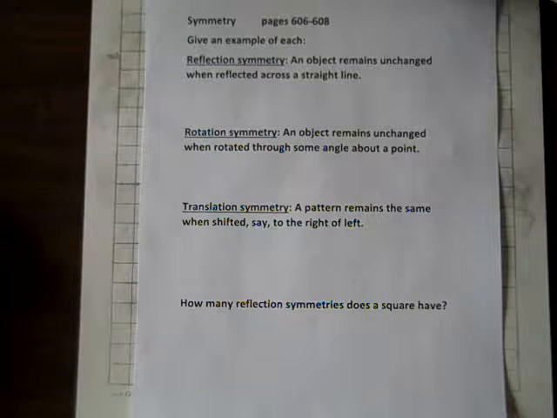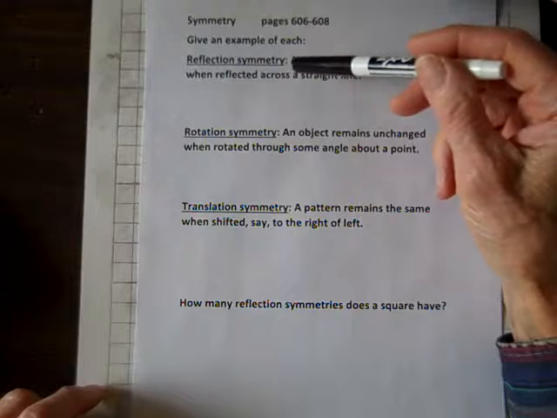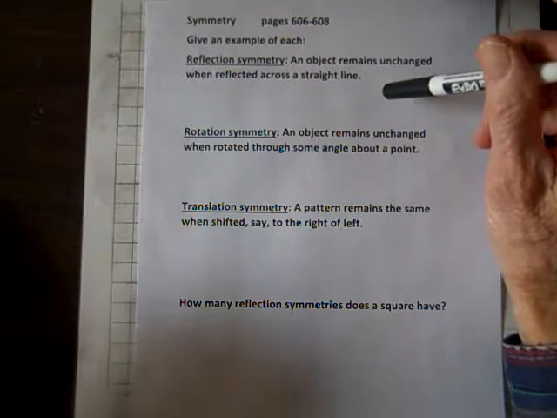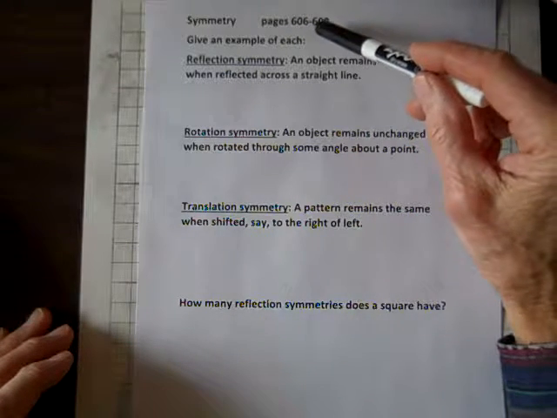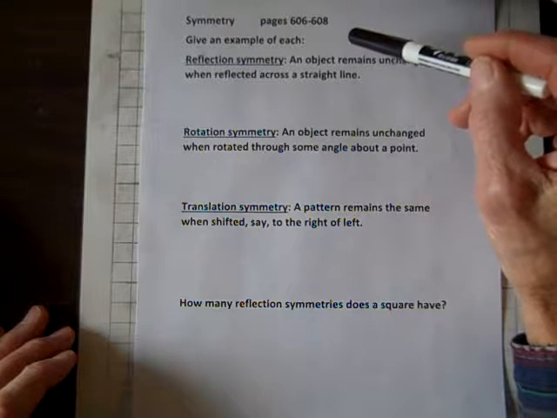Okay, and now we're talking symmetries. And we've got to give examples of each of these three. Reflection symmetry: an object remains unchanged when reflected across the x-axis. By the way, you can read about these on pages 606 through 608. Please do that.